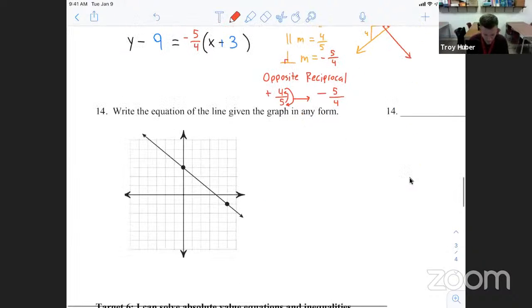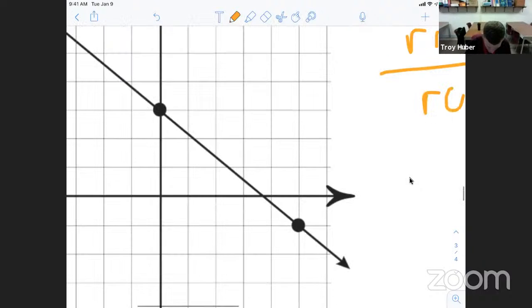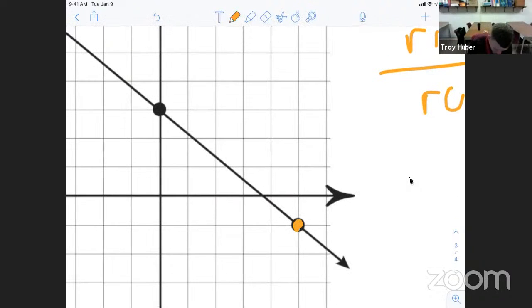All right, this one says write the equation of the line given the graph in any form. So you get to pick point slope form or y-intercept form. The first thing I like to do is find that slope. So I'm going to find that by doing rise over run. And I'll do that with these 2 points, this point here and this point here.